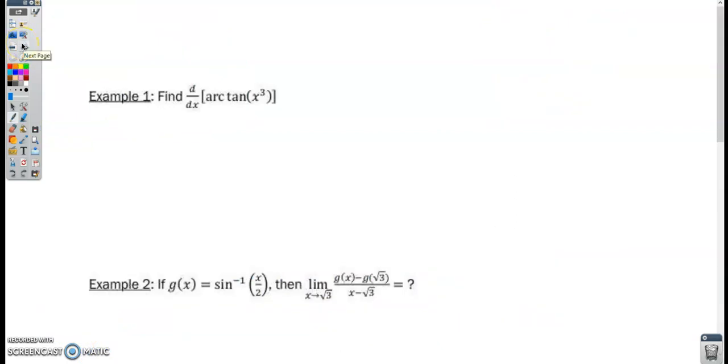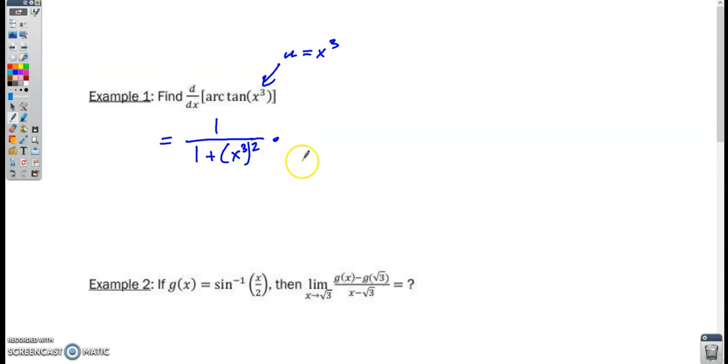Find the derivative with respect to x of the arctangent of x cubed. So I'm going to apply my rule for arctangent. This x cubed is my u in my rule, and so my derivative is going to be equal to 1 over 1 plus u squared. And since u is x cubed, that's 1 over 1 plus x cubed squared.